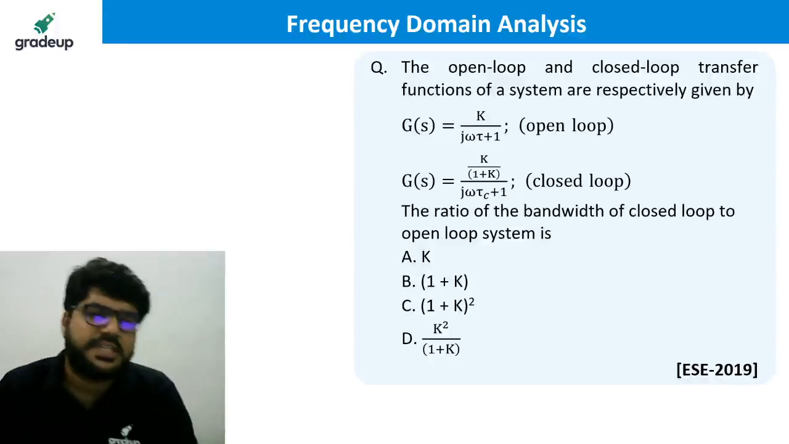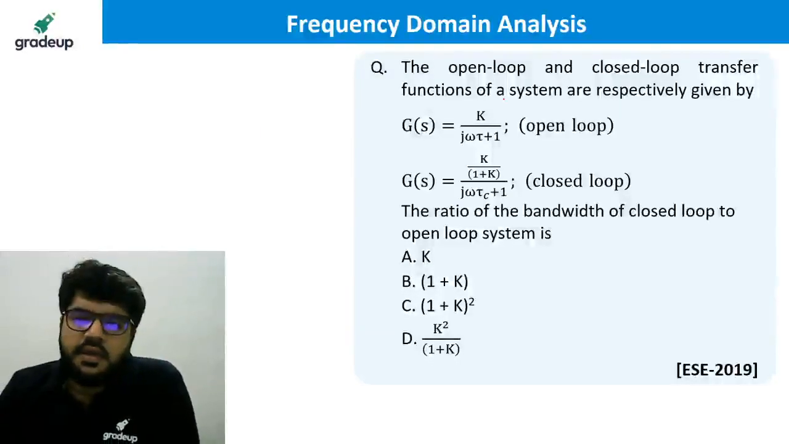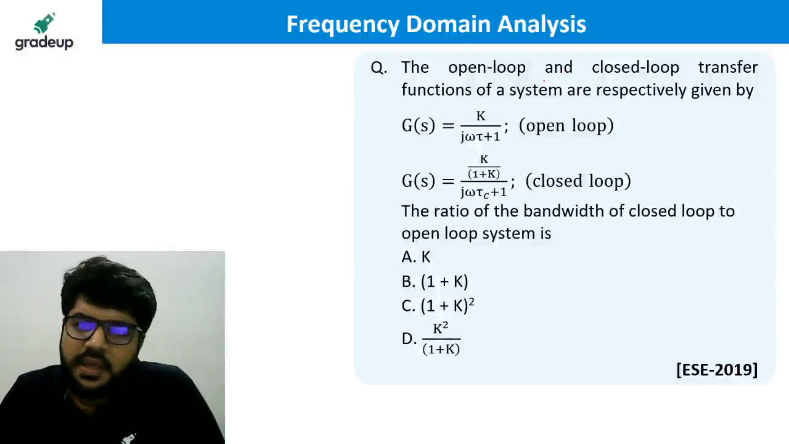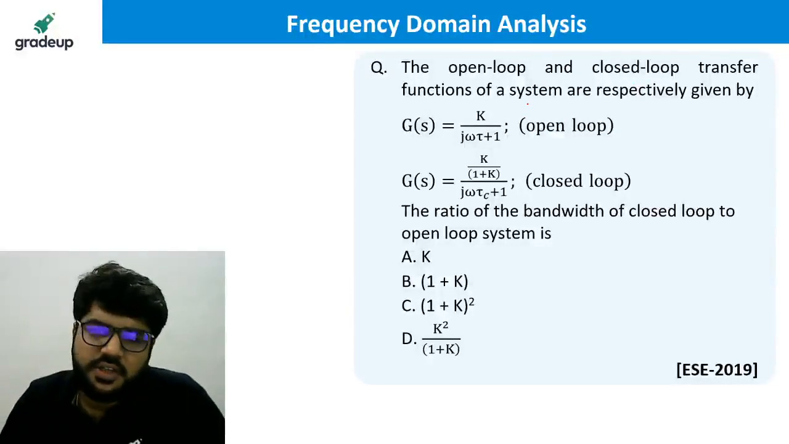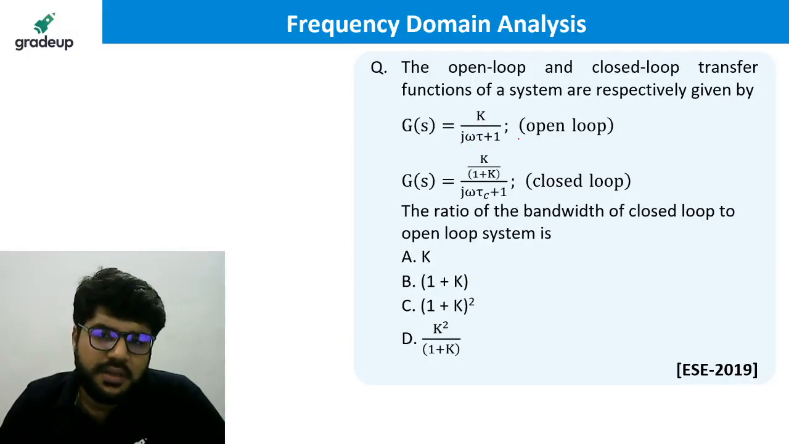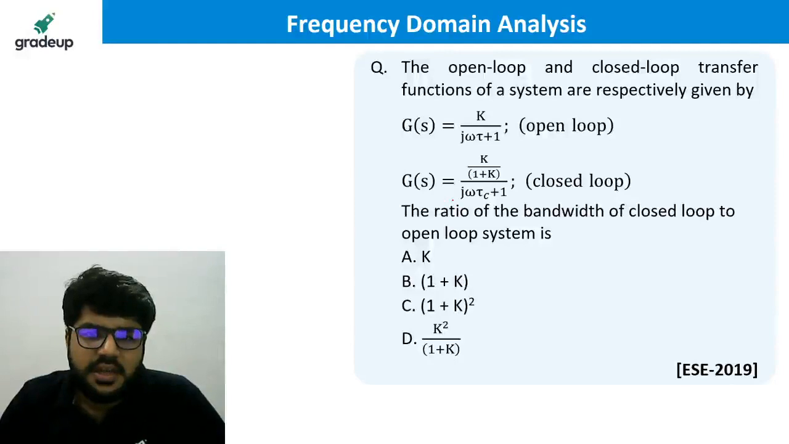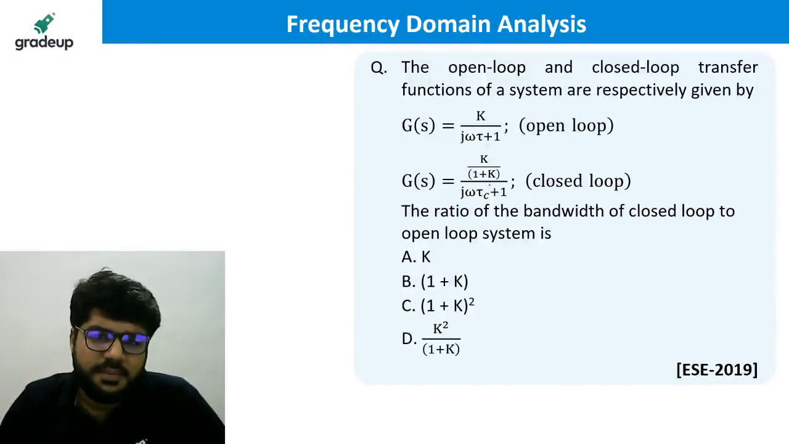Now guys, taking a question. The open loop and closed loop transfer function of a system are respectively given by G(s) equal to K by j omega tau plus 1. That is open loop. And the same system, when connected in a different configuration, the closed loop is K by 1 plus K, j omega tau C plus 1.